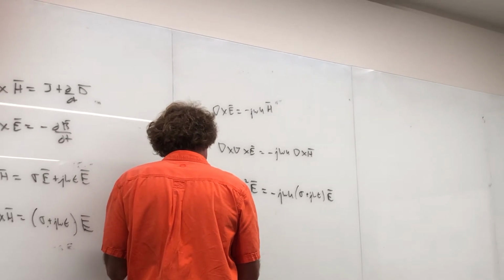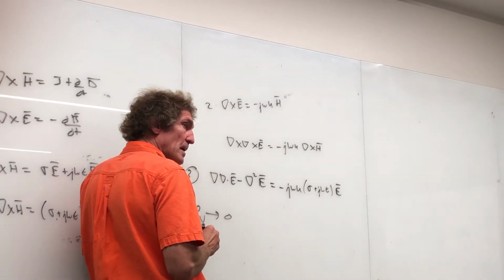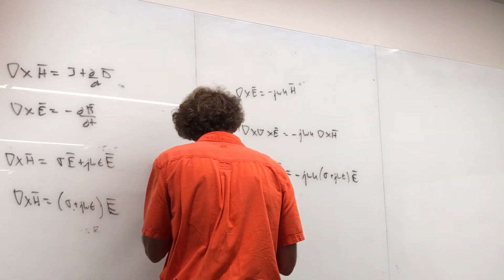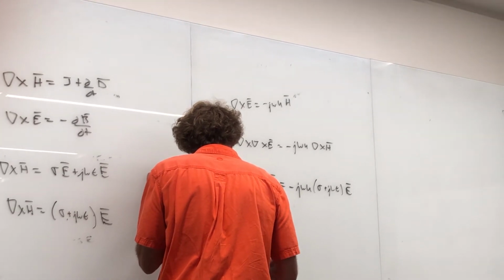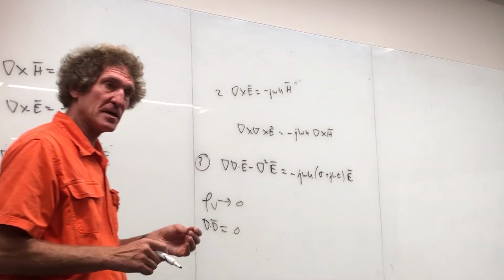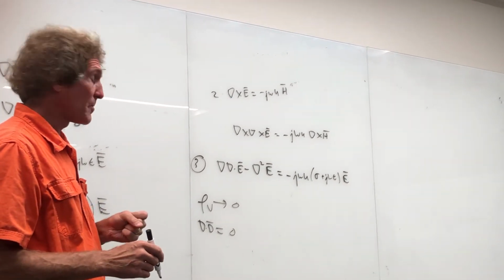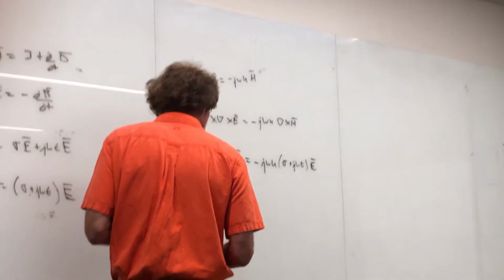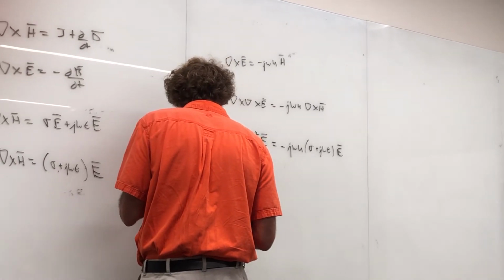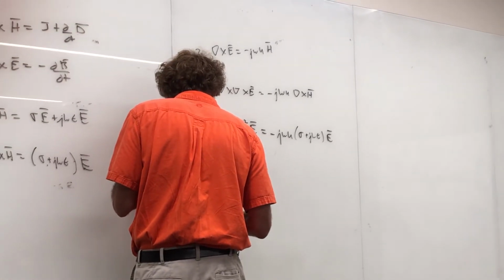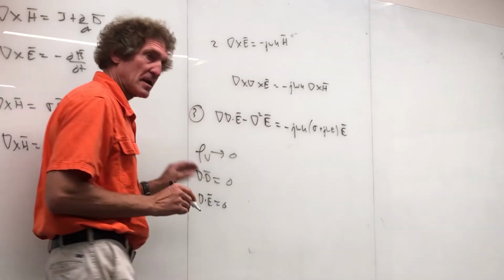So here's where the assumptions come in. We're going to assume rho v is 0. Now, if rho v is 0, the divergence of D is 0 as well, isn't it? Because div D is rho v. And if divergence of D is 0, well, D is equal to epsilon E, so that means divergence of E would also be 0. Correct, class?